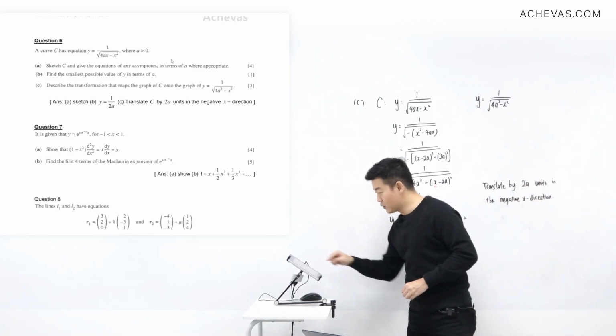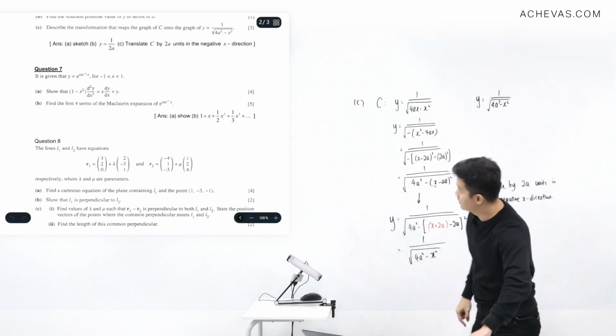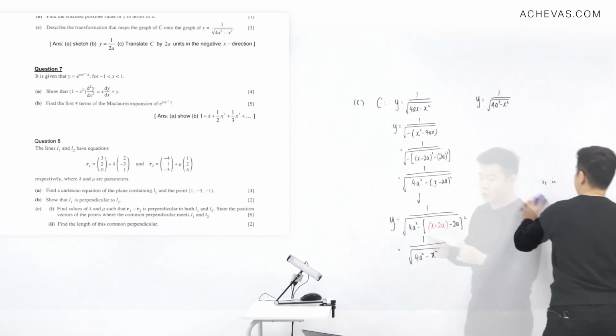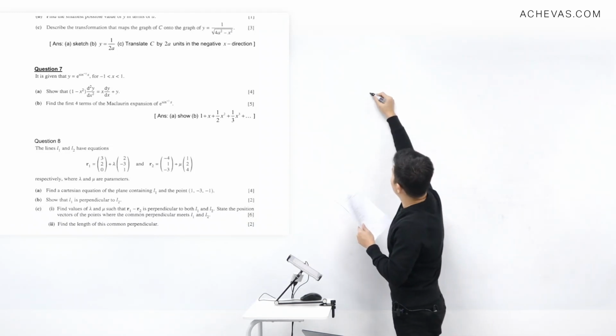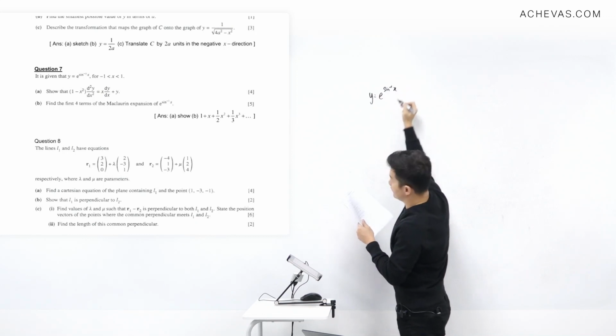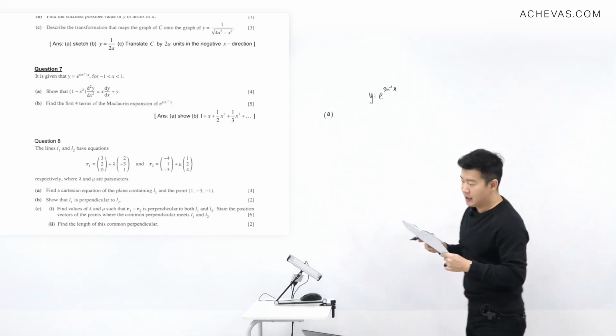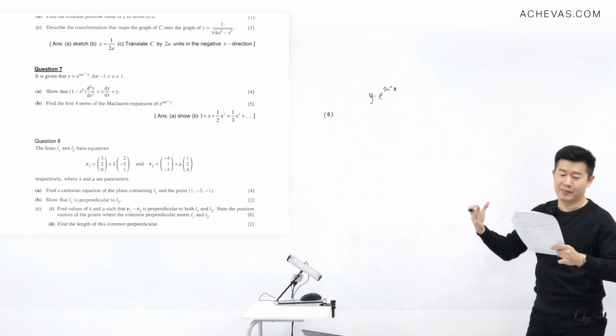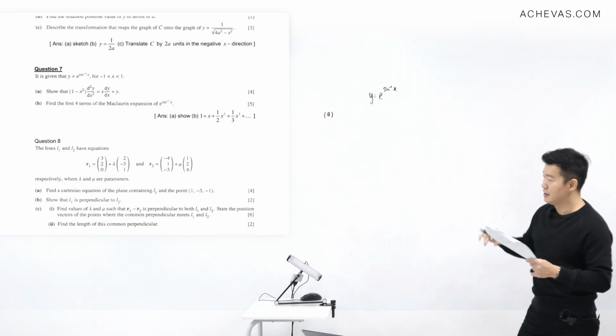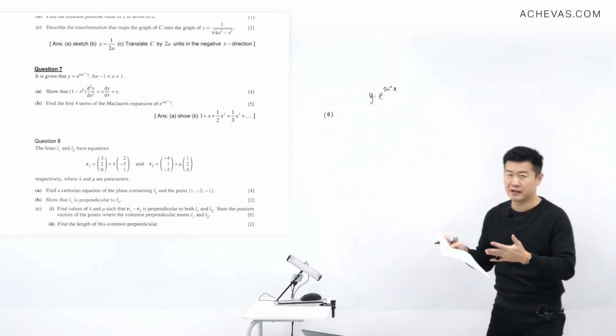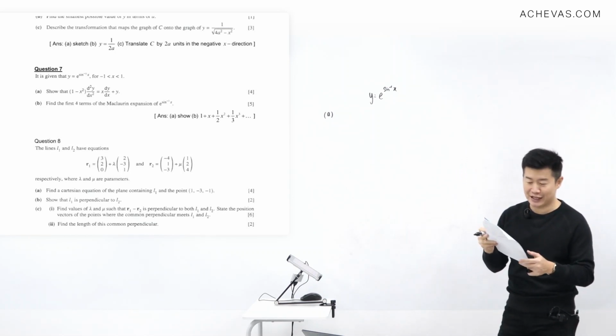The next one is, okay, question number 7. We are given that y is equal to e to the power of sine inverse x. In part A, we are supposed to show the equation. We know this is a Maclaurin's question, but part A that is given to us is more of a differentiation technique question.